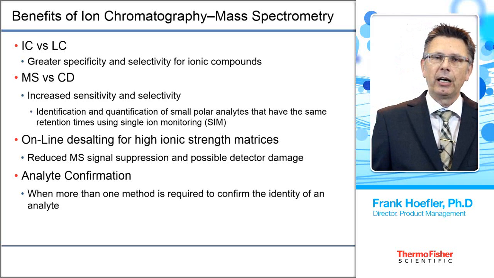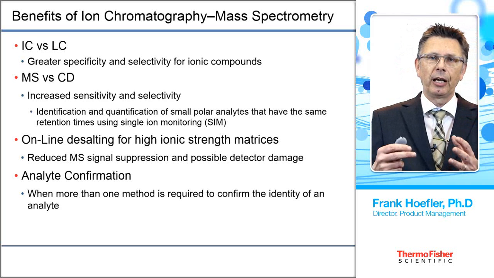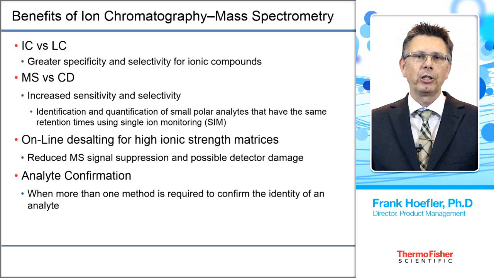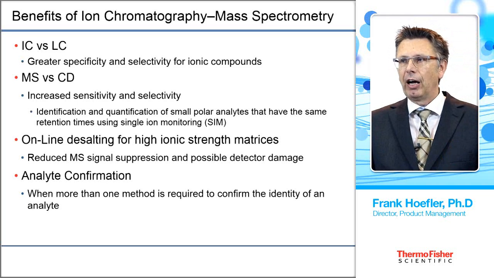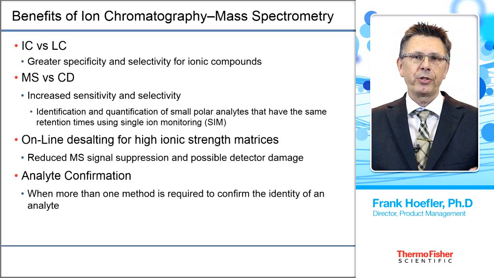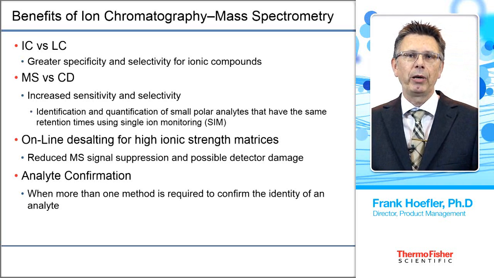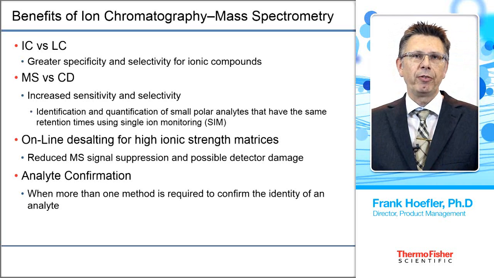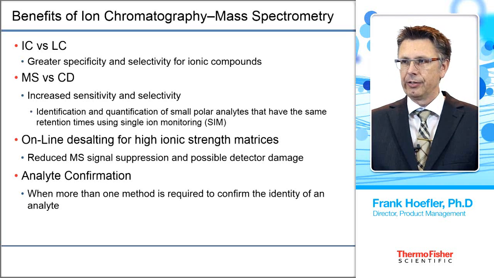We also see an advantage when we are looking at mass spectrometric detection in comparison to the conventional conductivity detection, which is used with ion chromatography. The advantages here are a higher mass selectivity, specificity, which is very important for complex matrices, and also a higher sensitivity specifically for small organic ions.